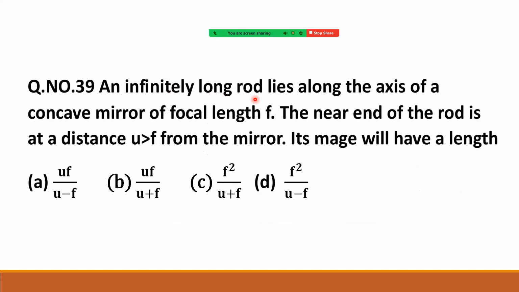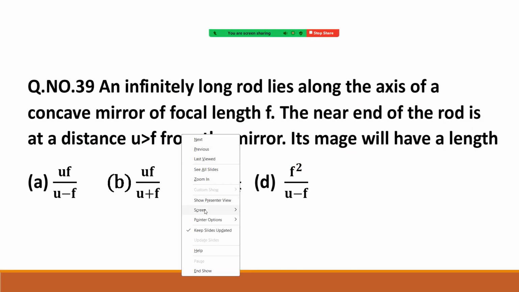An infinitely long rod lies along the axis of a concave mirror of focal length f. The near end of the rod is at a distance u, greater than f, from the mirror. Its image will have a length. So we have to find the length of the image. See carefully how to solve it.